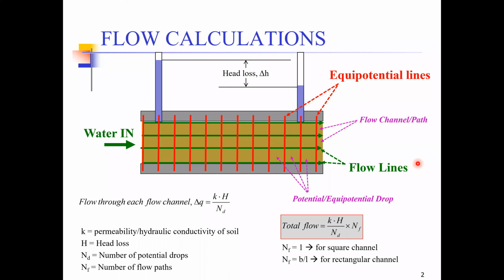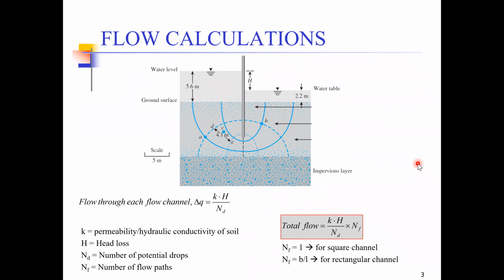So let's have a look at a slightly more complicated case for the determination of flow channels. For example, let's have a look at this figure. Now, how many flow channels are there? You can see there is flow channel number 1 over here. We can say there is flow channel number 2 over here, and there is a third flow channel which is going here, with this being an impervious layer.